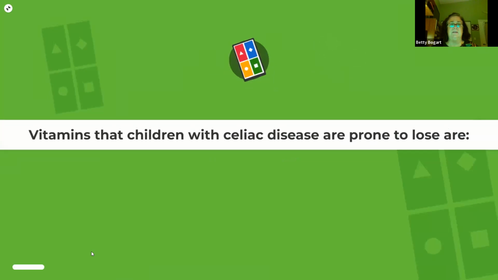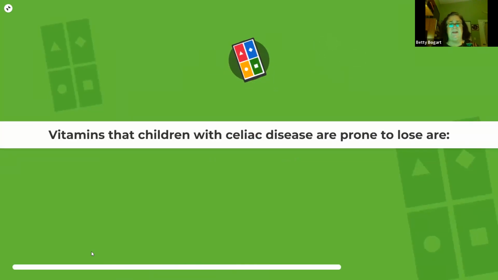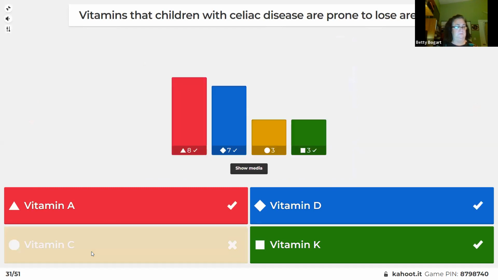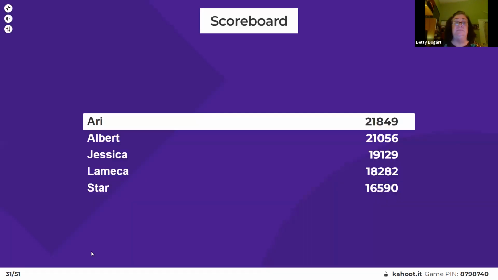A multi-select. Vitamins that children with celiac disease are prone to lose are, and we know beyond that, those vitamins are fat-soluble vitamins. So A, D, and K are all fat-soluble vitamins. C is not fat-soluble.